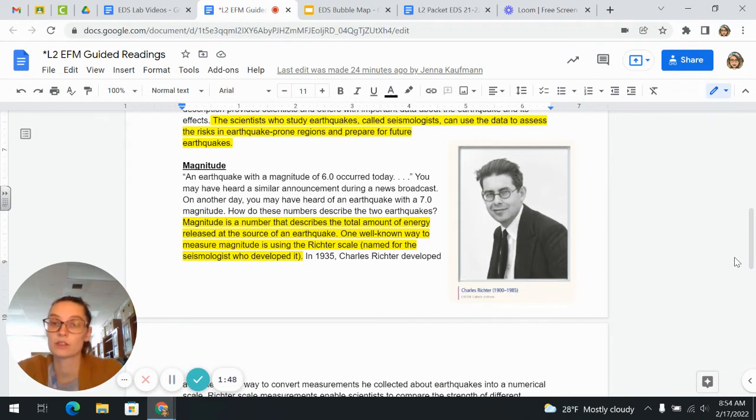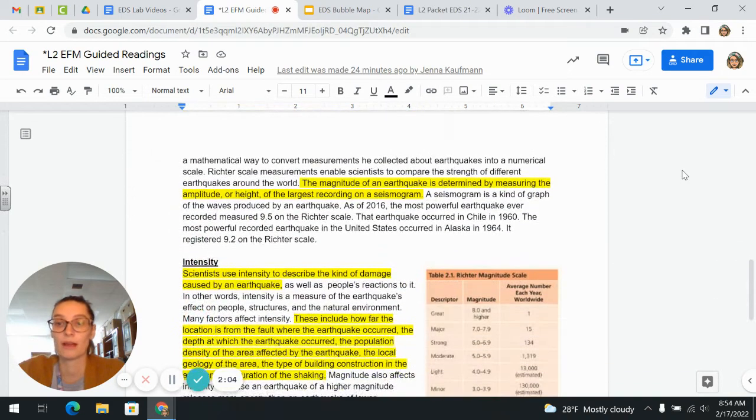Magnitude is a number that describes the total amount of energy released at the source of an earthquake. One well-known way to measure magnitude is using the Richter scale, named after the seismologist who developed it. You can see the photo here of Charles Richter. In 1935, Charles Richter developed a mathematical way to convert measurements that he collected about earthquakes into a numerical scale. Richter scale measurements enable scientists to compare the strength of different earthquakes around the world.